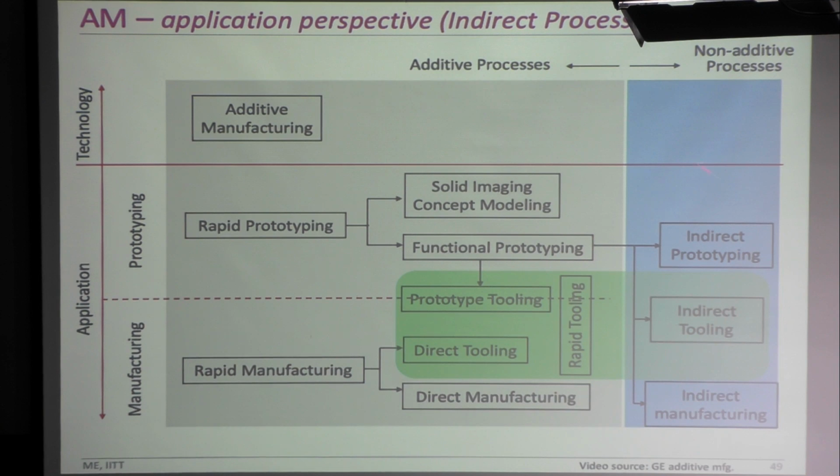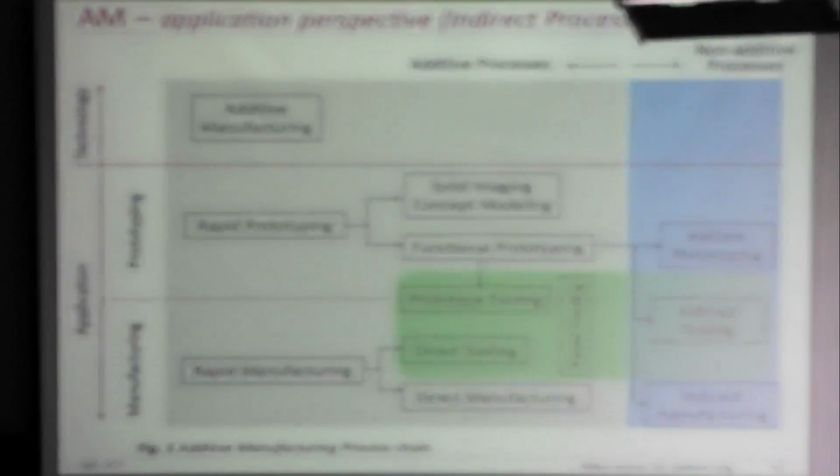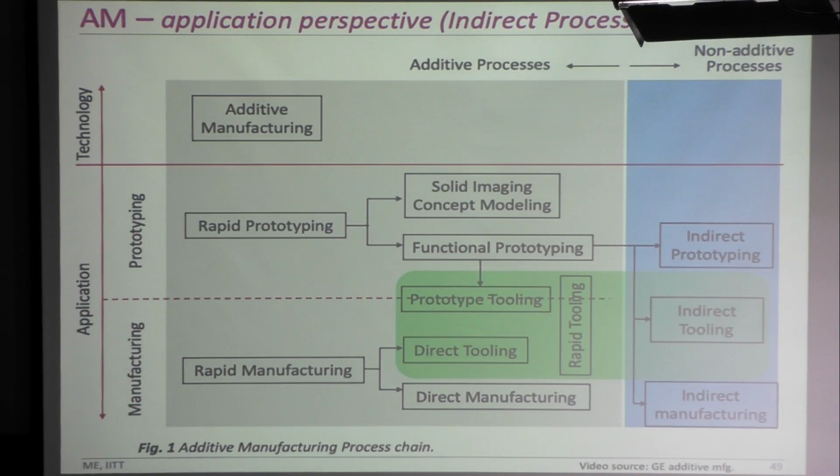So this is indirect tooling. We discussed indirect prototyping. What is an example of indirect prototyping? Silicon rubber molding. And in indirect tooling we discussed arc spray and various casting processes. If you have any queries, please ask.